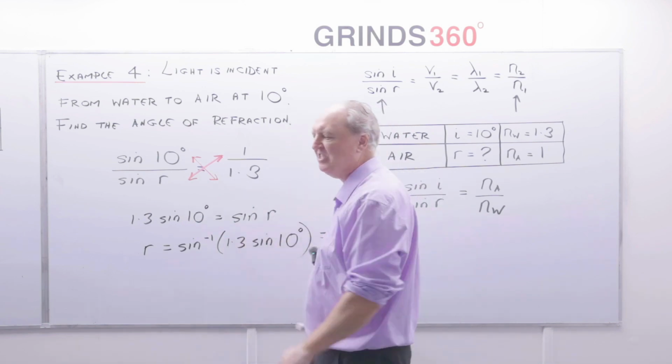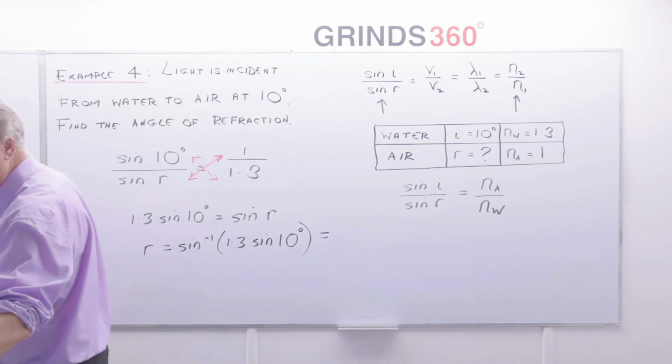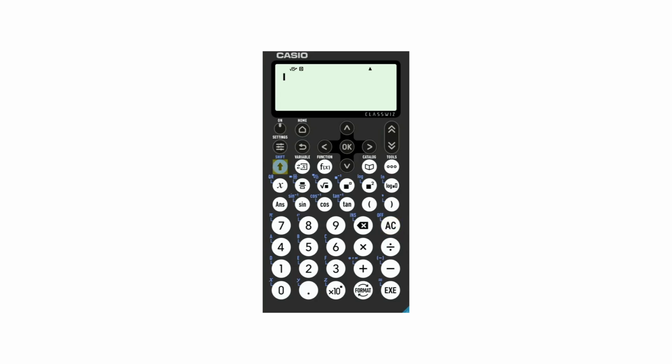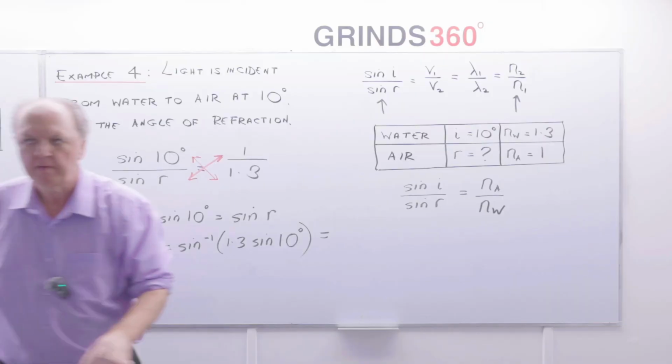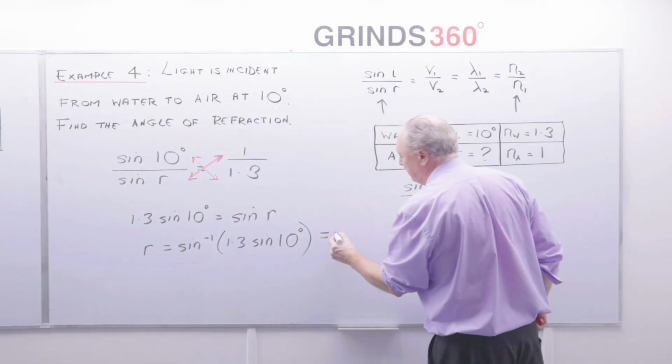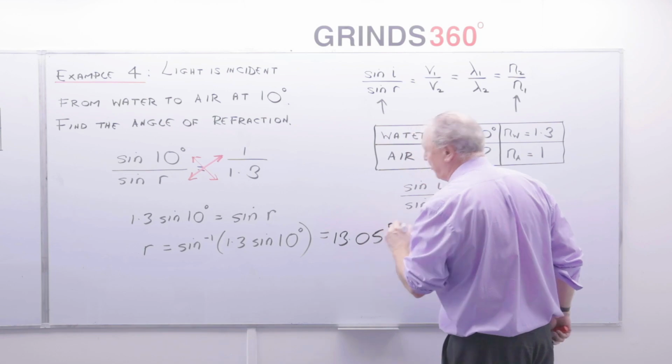So let me go to the calculator and put that in. So I've got shift sine, that's inverse sine, and inside the bracket I'm going to put in 1.3 sine 10 degrees, close the bracket, and close the bracket again, execute, and I get about 13.05 degrees. So my angle of refraction is about 13.05 degrees.